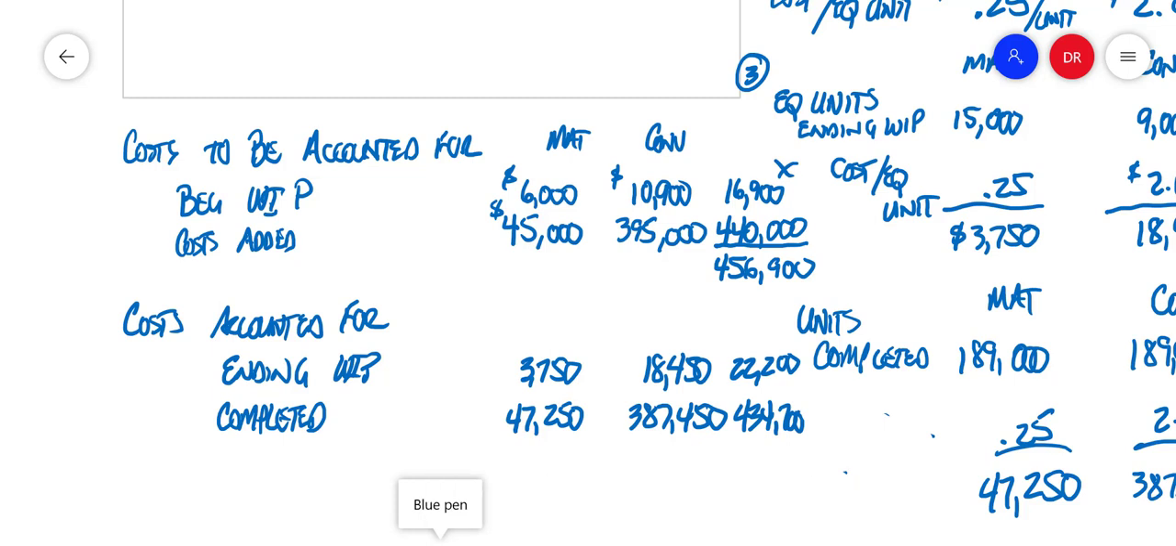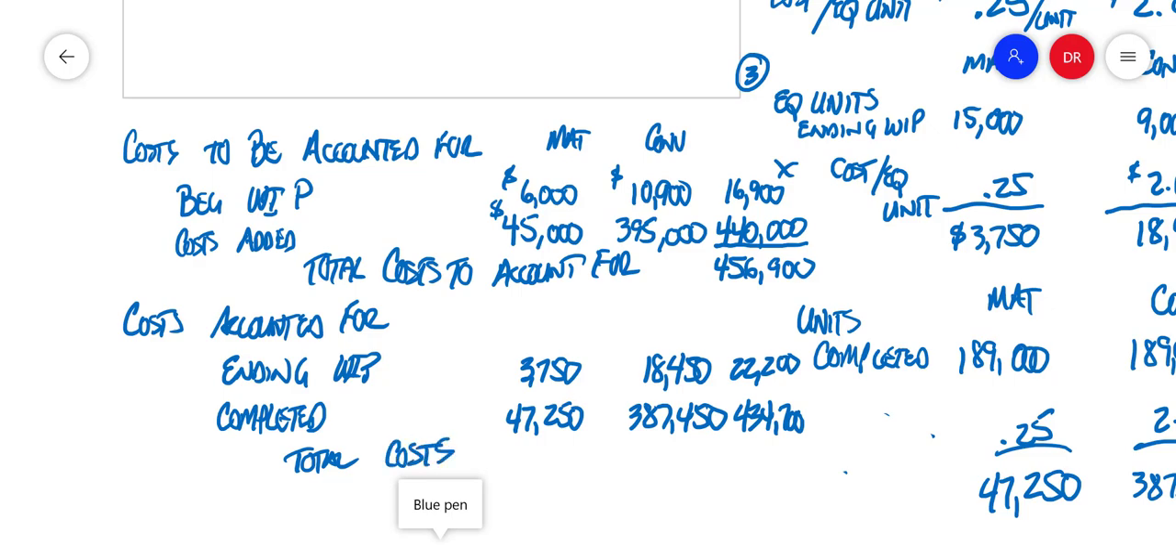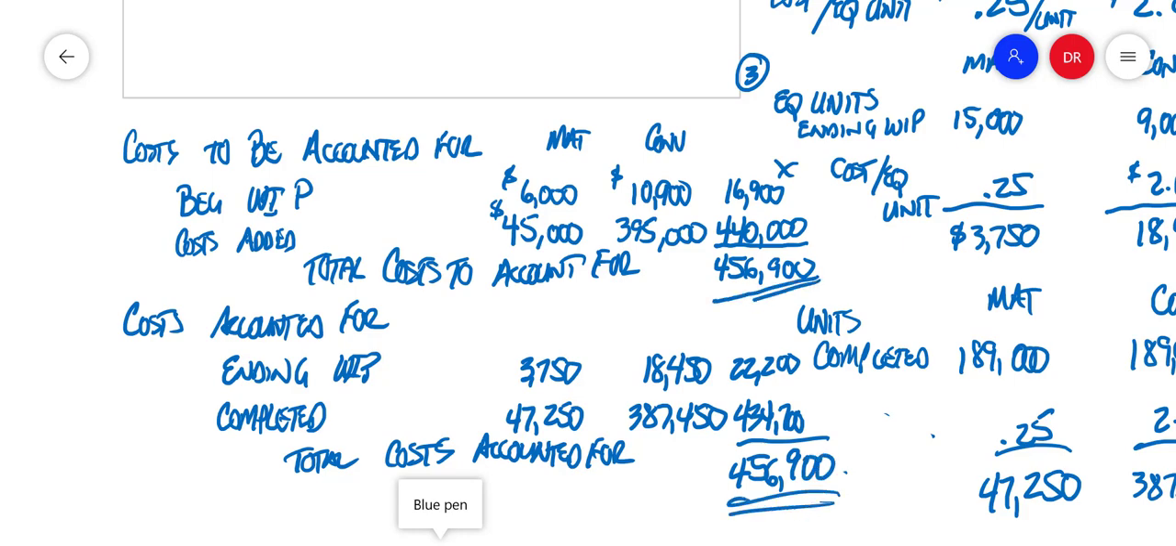I'm getting a little close to these previous things, so I'm just going to knock this out of here. You've already seen that. So the total then that we have, so this would be total costs to account for. And this is total costs accounted for. So the total will be 456,900, and we see that these two are reconciled. So that's what they mean by a reconciliation report.